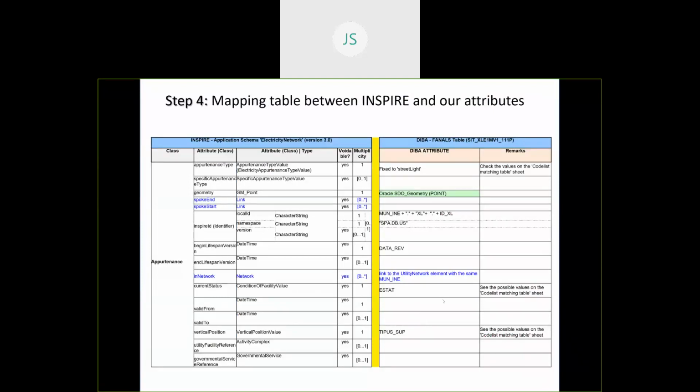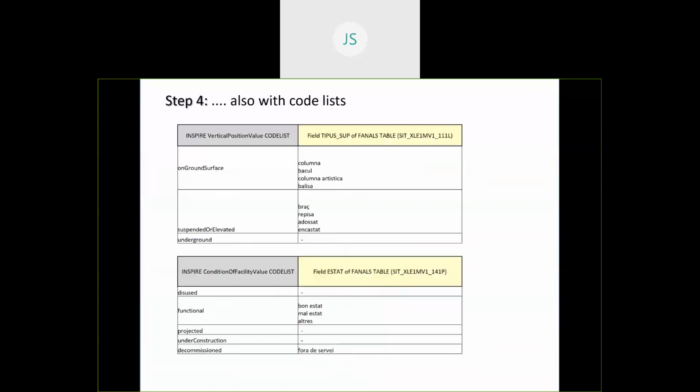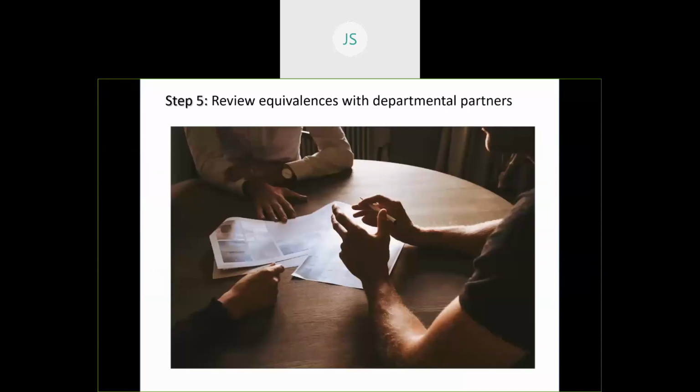The next step was to implement mapping tables. I mean, we need to make the equivalency tables between Inspire and our attributes. So we select the classes involved with our themes, we design tables based on Inspire templates, and adapt them to make transformation attributes as easy as possible. Next, please. Okay, and also the same with the code lists. Next, please.